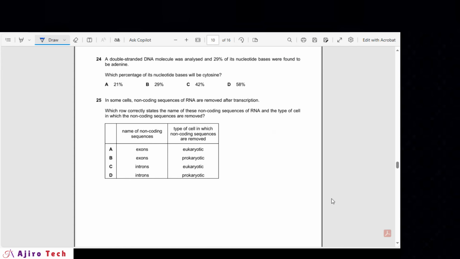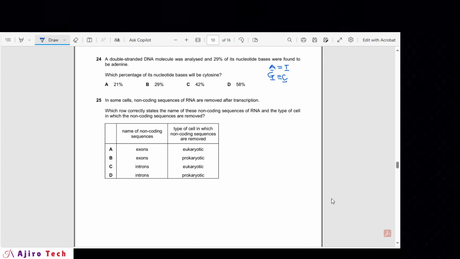A double-stranded DNA molecule was analyzed and 29% of the nucleotide bases were found to be adenine. Which percentage of the nucleotide bases will be cytosine? Of course, you remember the base pairing rule. A is bonded to T and G is bonded to C. So remember Chargaff's data: you have roughly equal amounts of A and T, as well as G and C. So the double-stranded DNA molecule was analyzed, and 25% of nucleotide bases were found to be adenine.